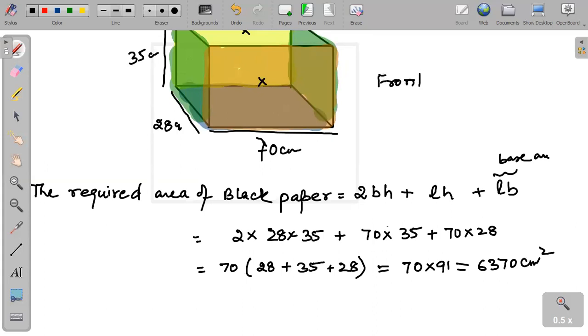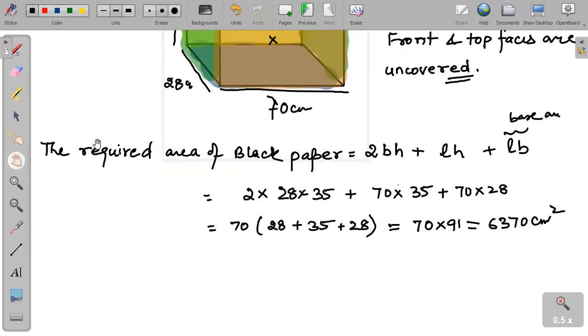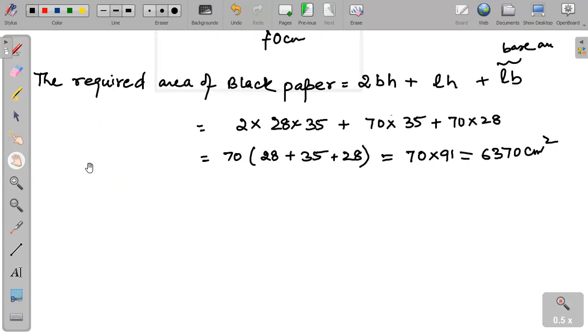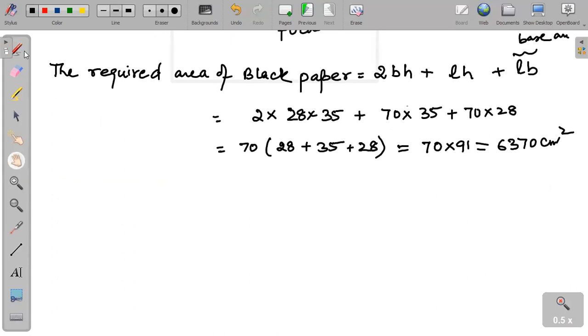Front and top faces are covered. इस क्वेश्चन को मार्क कर लो, इस क्वेश्चन को मार्क कर लो. While revision, always keep a track on this. क्वेश्चन को मार्क कर लो बेटा, रिवाइज करने टाइम एक बार देख लेना.